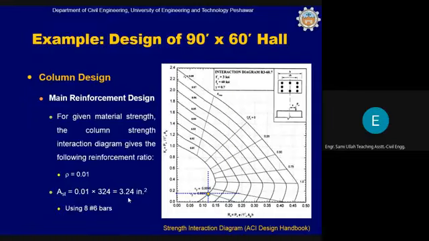If you want to calculate, 3.24 divided by 0.44 gives the number of bars, n. This comes out to be 7.36 bars required. We will round this to 8 bars.